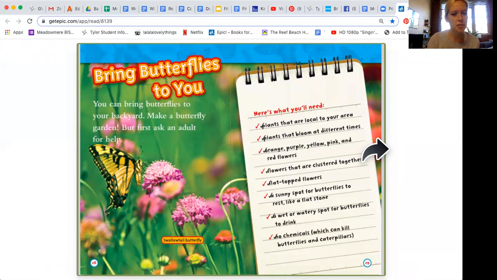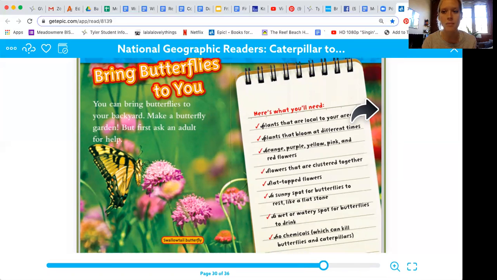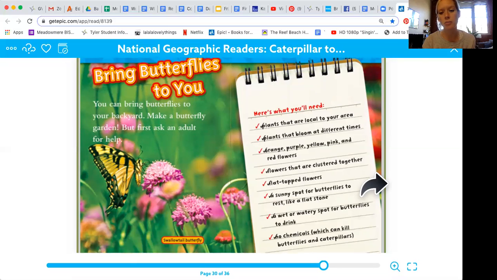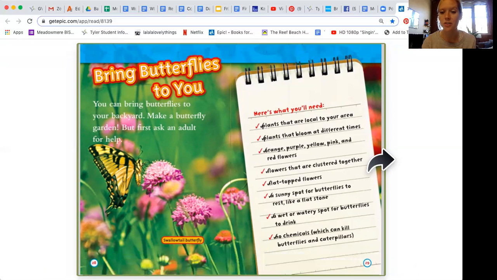Bringing butterflies to you. You can bring butterflies to your own backyard by making a butterfly garden. But first, you need to ask an adult for help. Here's what you'll need. Plants that are local to your area, that means they're from here. They bloom at different times. You want orange, purple, yellow, pink, and red flowers. Flowers that are clustered together, and flat-topped flowers, a sunny spot for butterflies to rest, and a wet or watery spot for butterflies to drink. And no chemicals, because that can hurt the butterflies or the caterpillars.